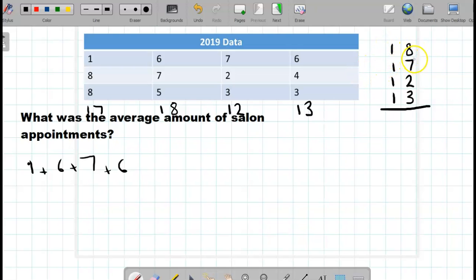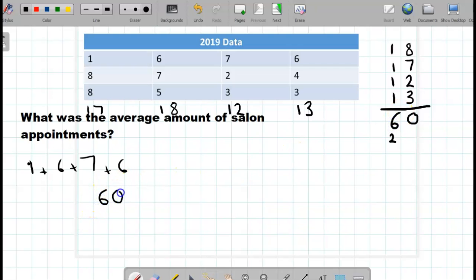8 plus 7 is 15. Add the 2 is 17. Add the 3 is 20. So there's no ones or units if you're a dinosaur like me. Carry 2 tens. There's 1, 2, 3, 4 tens. Add another 2 tens is 6 tens, which gives us an answer of 60.